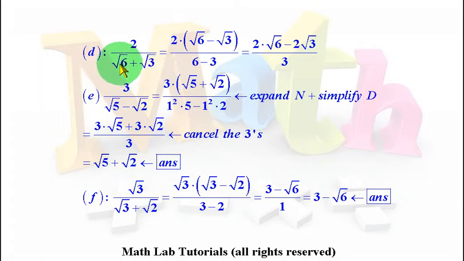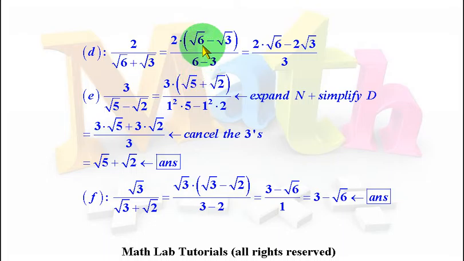Just root 6 all squared is 6. Always a minus sign in between. Root 3 all squared is 3. And there you go. Okay, maybe that's easier for you. Just square each term and put a minus sign in between. Okay, you'll recall that root 6 all squared is 6. Root 3 all squared is 3. Just put a minus sign in between. That's probably easier. Okay, so go ahead and do it like that.